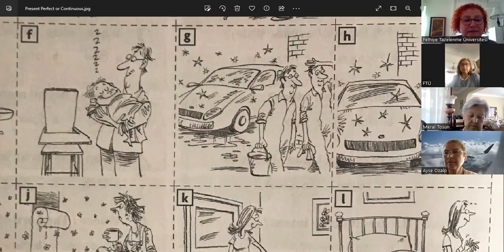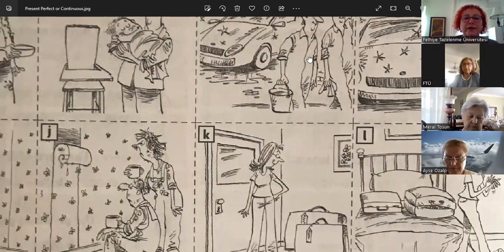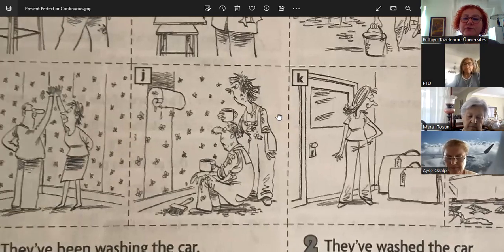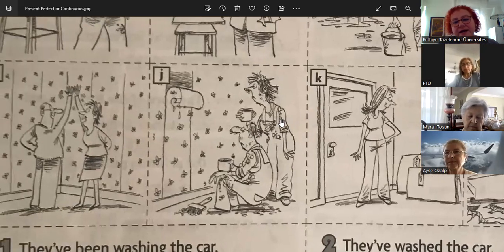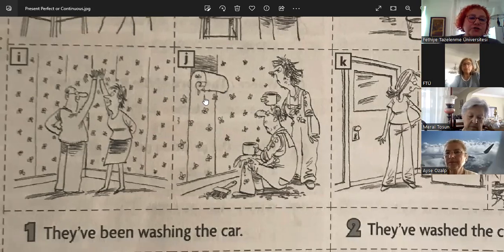How many cars have they cleaned? Only 1 car. Only one. The how many question goes to present perfect simple, and the how long question goes with the present perfect continuous. Okay? Ne kadar süredir bu işi yapmaktalar? Kaç tane araba yıkadılar? How many cars have they washed? Or how long have they been washing?